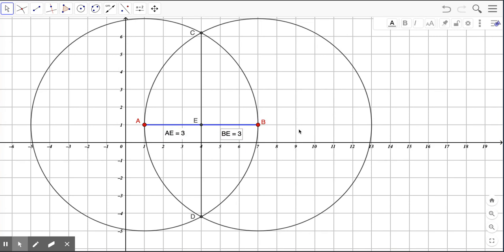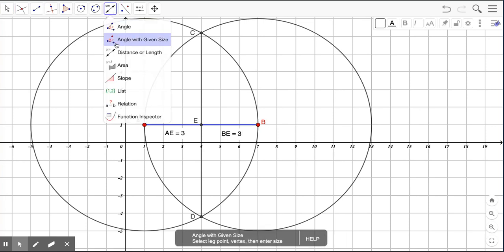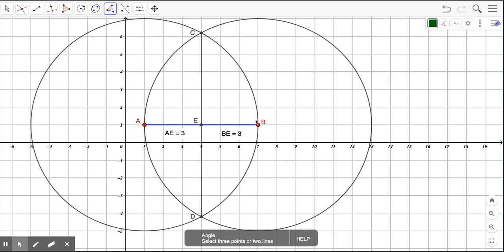Now we want to make sure it's perpendicular, so we go back to our measuring toolbar, choose angle. We have to click the points of the angle in a specific order. So we start with the right point, we go to the vertex and then to the top point. And that's because we're measuring in a counterclockwise rotation. That is where positive angle measure is done.